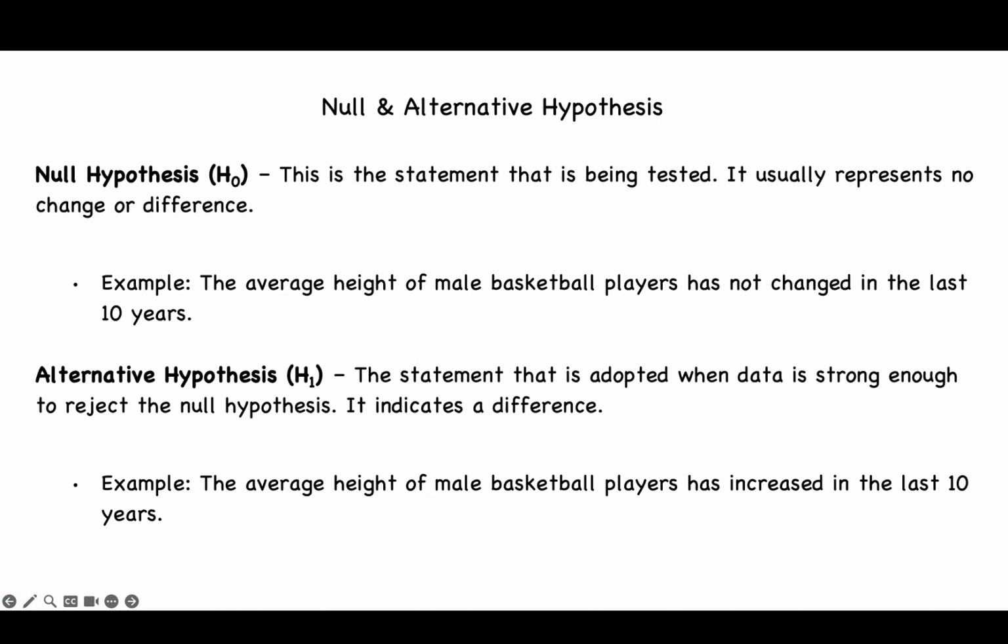The hypotheses have to be mutually exclusive and exhaustive. The alternative hypothesis is a statement that is adopted when the data is strong enough to reject the null hypothesis. It indicates a difference, symbolized as H1. For example, the average height of male basketball players has increased in the last 10 years. A statistical test assesses the strength of the evidence against the null hypothesis, as we discussed with the p-value.